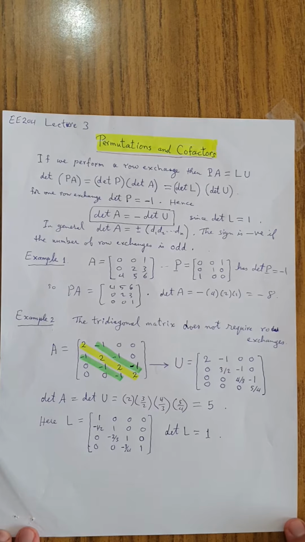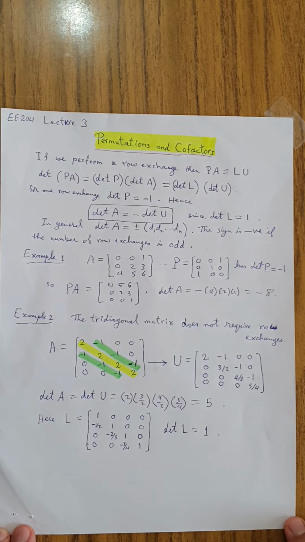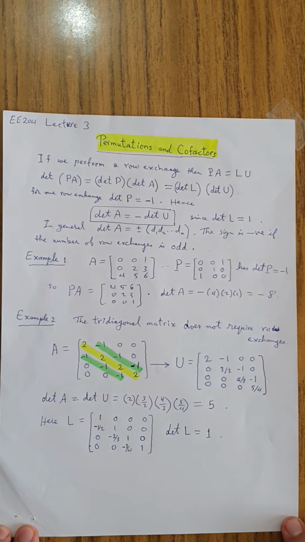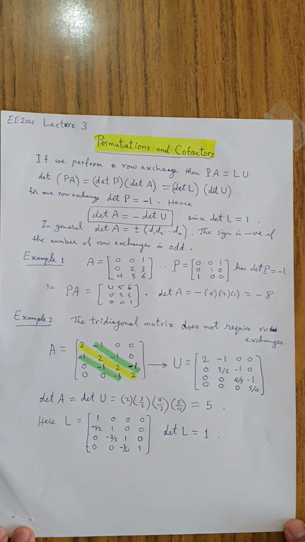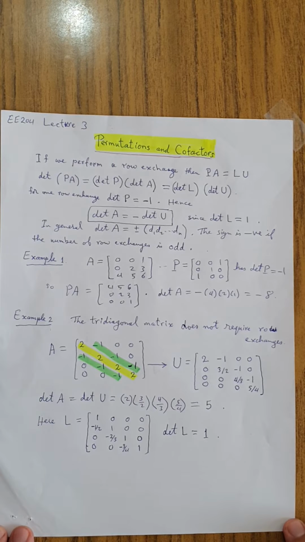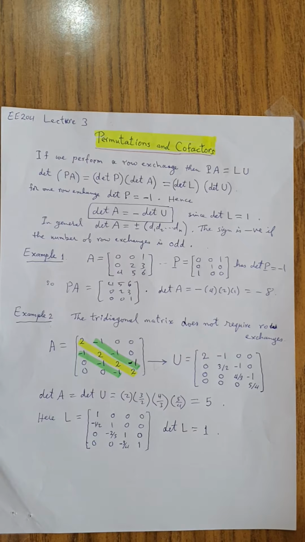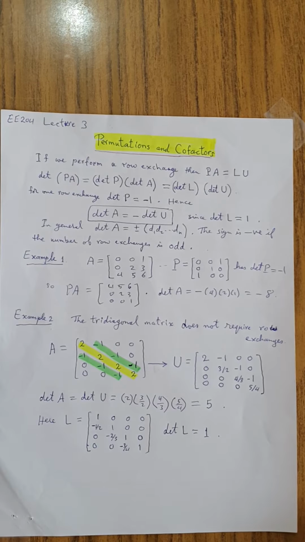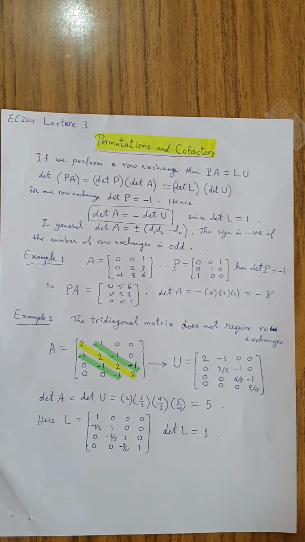If we perform a row exchange, then P times A is L times U. So the determinant of PA is determinant of P times determinant of A, equal to determinant of L times determinant of U. For one row exchange, determinant of P equals -1. Hence, determinant of A is minus determinant of U, since determinant of L equals 1. In general, determinant of A is plus or minus the product of the pivots, D1, D2 up to Dn. The sign is negative if the number of row exchanges is odd.